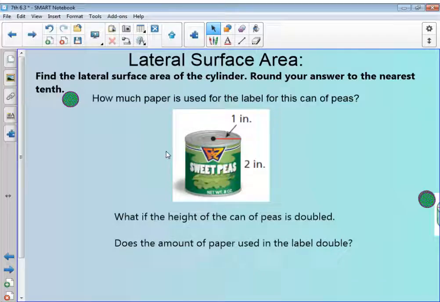So what I want you guys to do is go ahead and pause your video, and I just want you to find the lateral surface area for this sweet pea label to begin with, and then we'll discuss the doubling part in just a minute. So go ahead and pause your video, work your way through finding that label portion of that can, and then start it back up to check your answer.